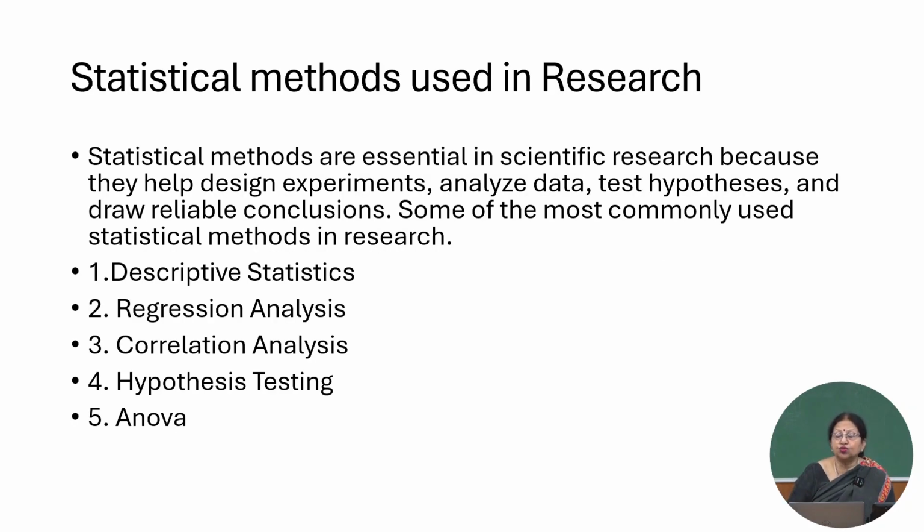Statistical methods used in research. Statistical methods are essential in scientific research because they help design experiments, analyze data, test hypotheses, and draw reliable conclusions. Some of the most commonly used statistical methods in research are descriptive statistics, regression analysis, correlation analysis, hypothesis testing, and ANOVA.